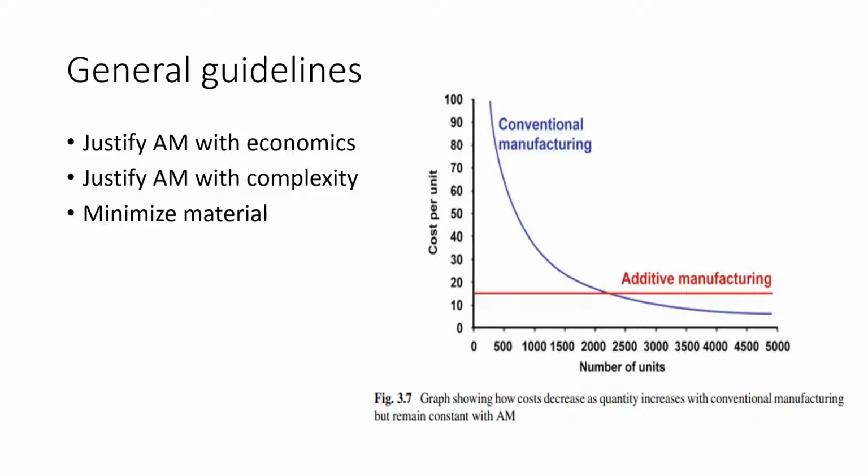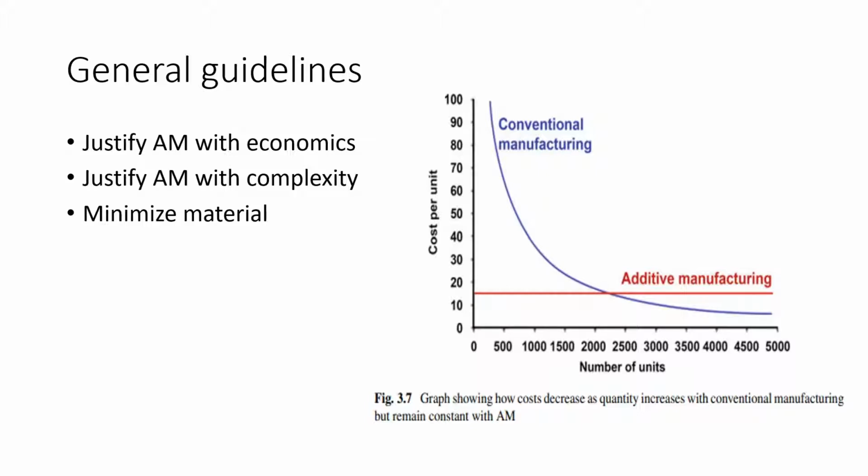additive manufacturing. Another way that you can justify use of additive manufacturing is with design complexity. If your design is simply too difficult to make using traditional manufacturing methods or other sorts of machining or CNC, then additive manufacturing might be the only way to go.